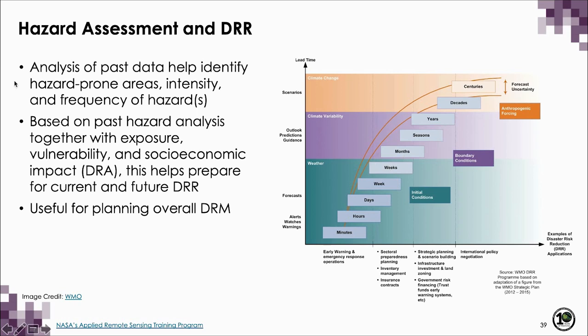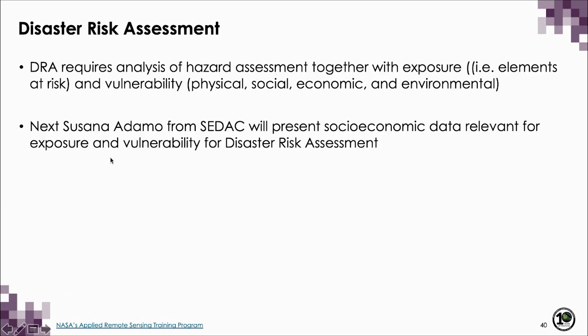So here, as listed, analysis of past data helps identify hazard prone areas, and the intensity and frequency of hazards. Based on these past hazard analyses, together with exposure and vulnerability data and socioeconomic impact, which is basically disaster risk assessment, that can help prepare for current and future disaster risk reduction. And that eventually leads to planning for overall disaster risk management. So what we talked about right now is the past data and near real time and forecast data for hazard assessment. Next, we have to know about exposure and vulnerability to have proper disaster risk assessment.